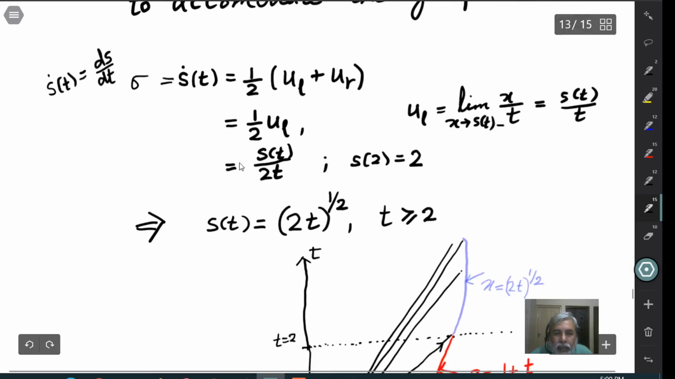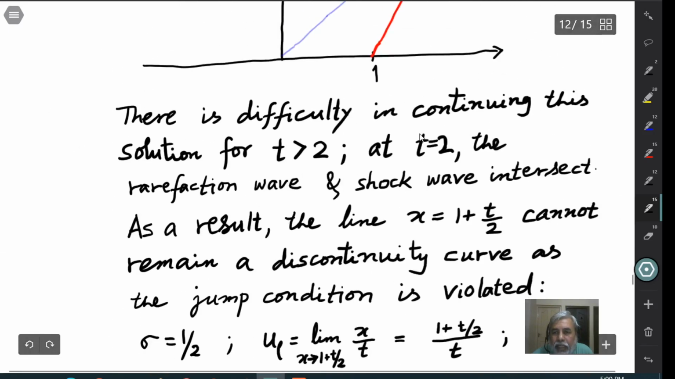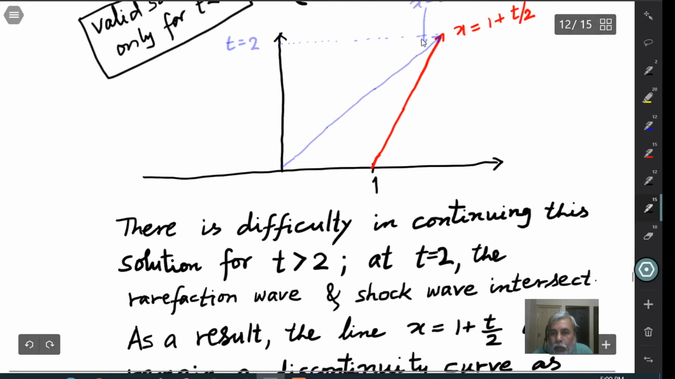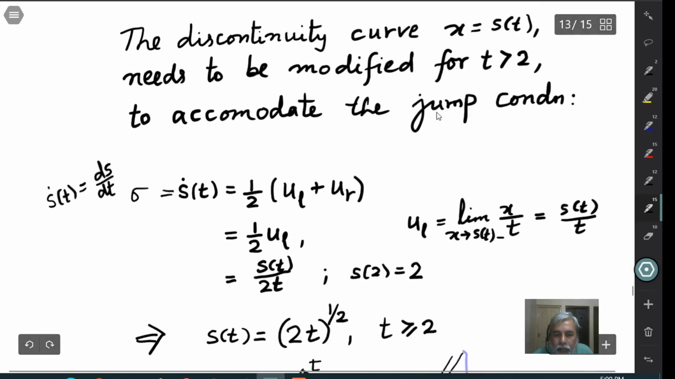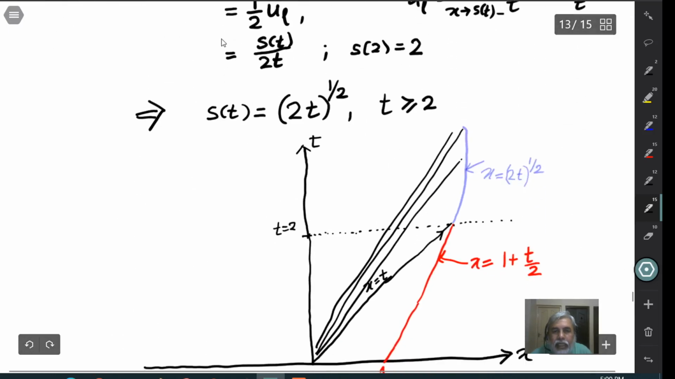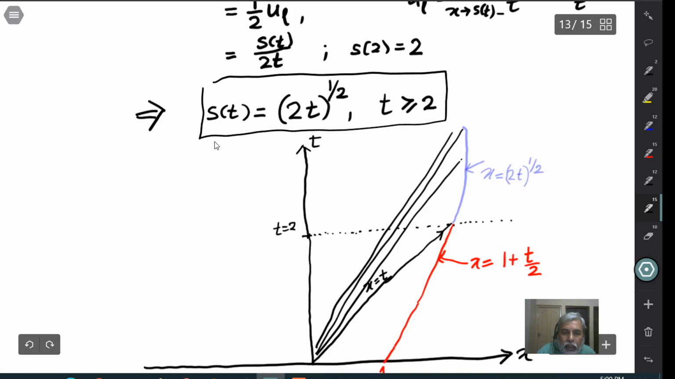So solving this ODE and giving this initial condition s(2) equal to 2, because they meet there, s at t equal to 2 should have 2 there, one easily solves that ODE to get this solution. And the first thing we should observe is that this is not a straight line.